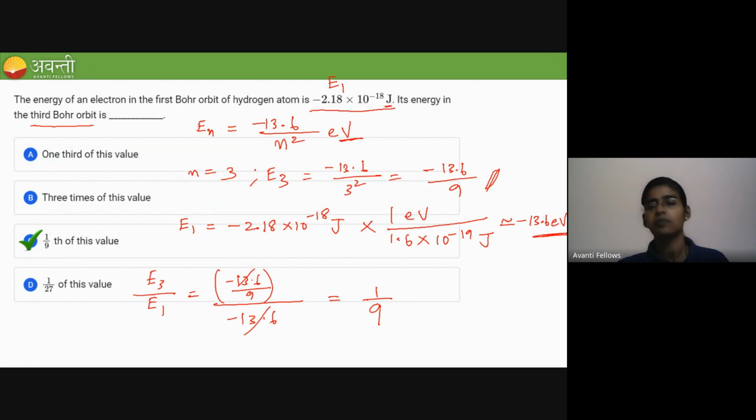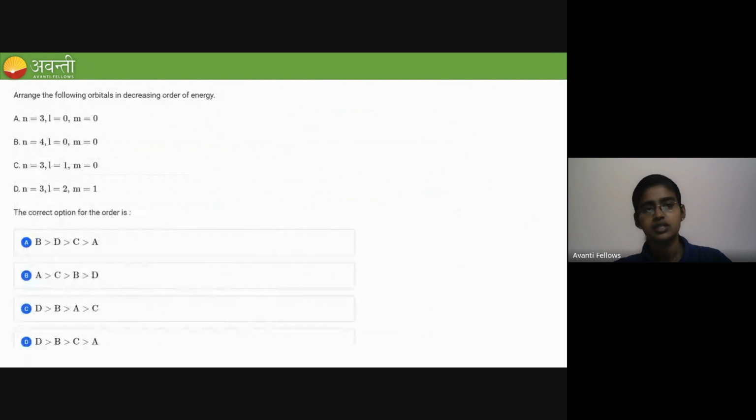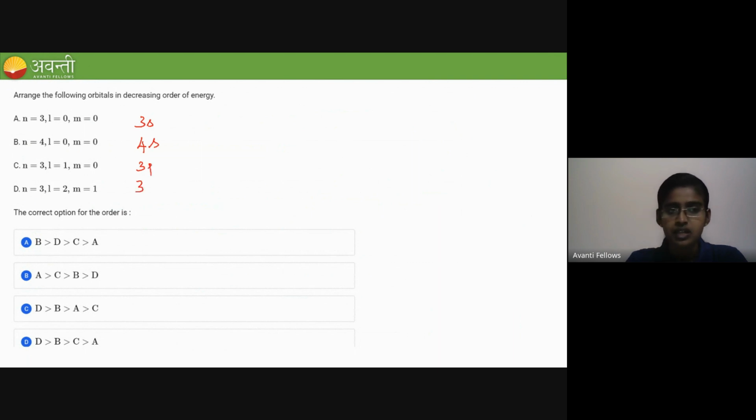Arrange the following orbitals in decreasing order of energy. Four different sets of quantum numbers are given to us, and we have to find the decreasing energy order. First of all, let us convert these quantum number values to orbitals. In the first case, the n value is 3 and l value is 0. If l is 0, it corresponds to an s orbital, so it is 3s. And here it is 4s. And here n is 3, and if l is equal to 1, it is a p orbital, so it is 3p. And here, if l is 2, it is a d orbital.